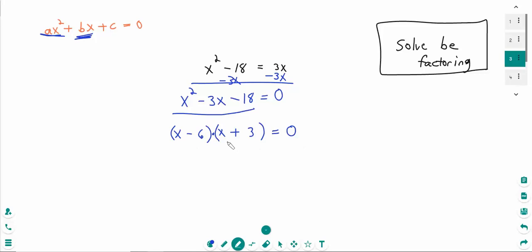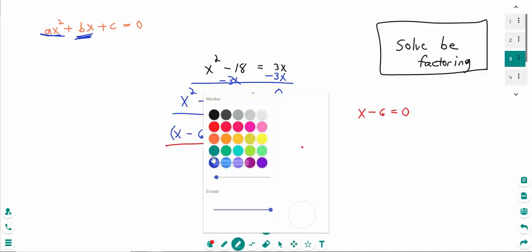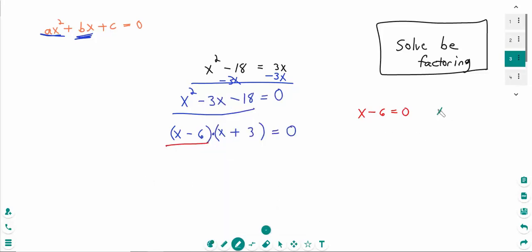So that means one or both of these factors need to be 0. So all we have to do at this point is just set up two equations. We have an x minus 6 that has to be equal to 0. That's this one right here. And we could also have an x plus 3 equal to 0. That's this one right here. That's our two possibilities, right? That's where we get our solutions from, one of these or both of these being 0.